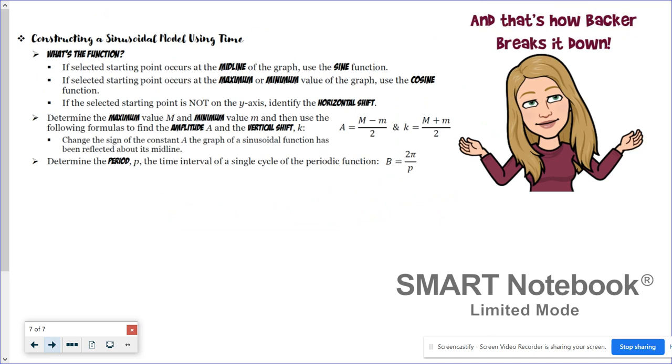And that's how you write a sinusoidal function for a contextual situation. A sketch helps in seeing whether your function is sine or cosine. When it comes to the big three of period, amplitude, and midline, use your max and mins to help you identify the amplitude and the midline. And then remember the period, do the math because the b value is different. The b value is equal to 2 pi divided by that period. And that's how Becker breaks it down.